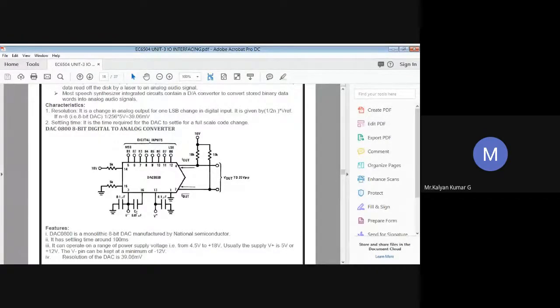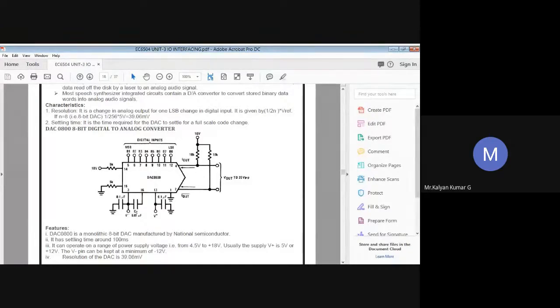The output of this DAC 0800 is a complementary current output, which means you can convert it into voltage by using any simple resistor load. So V is equal to I times R, and with that you can convert it.